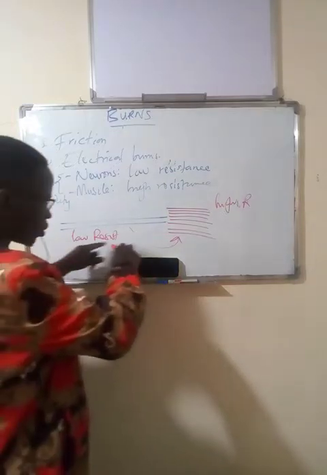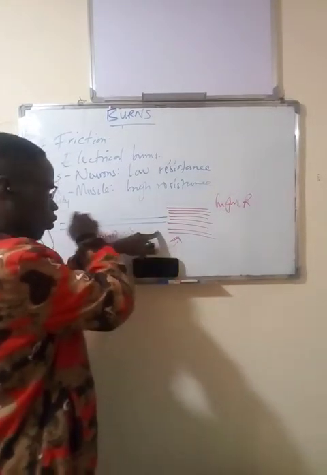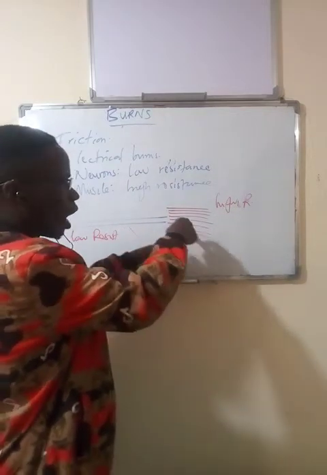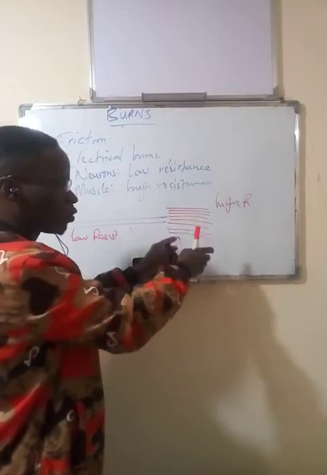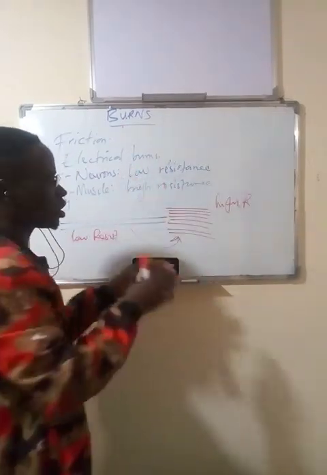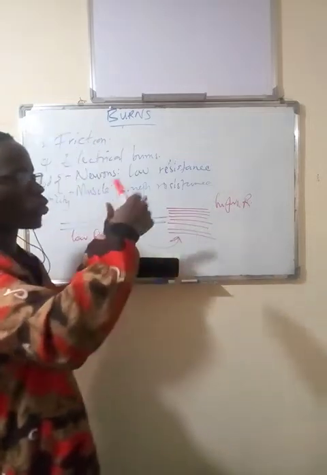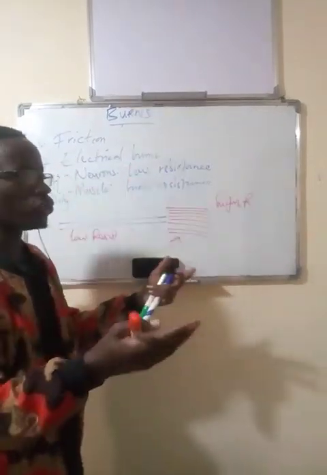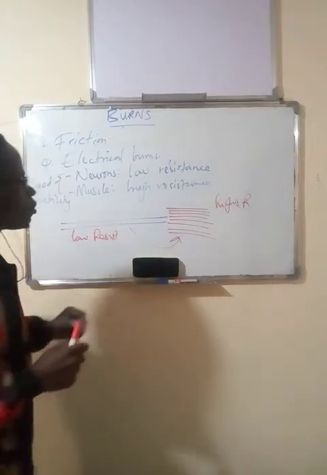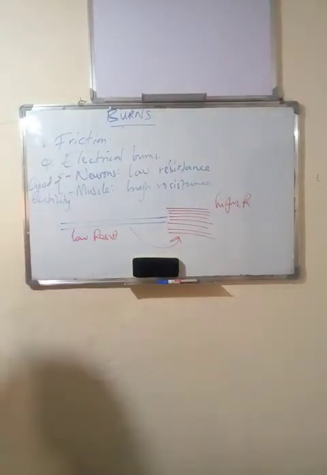Electrical energy is passing through a low resistance neuron and then reaches a neuronal muscular junction, and then in the muscle we know that there is a high resistance, so the extra energy which cannot pass through the muscle is going to be converted to what? To heat energy, which is going to cause the burns. Okay, so that is basically what happens in the case of electrical burns.